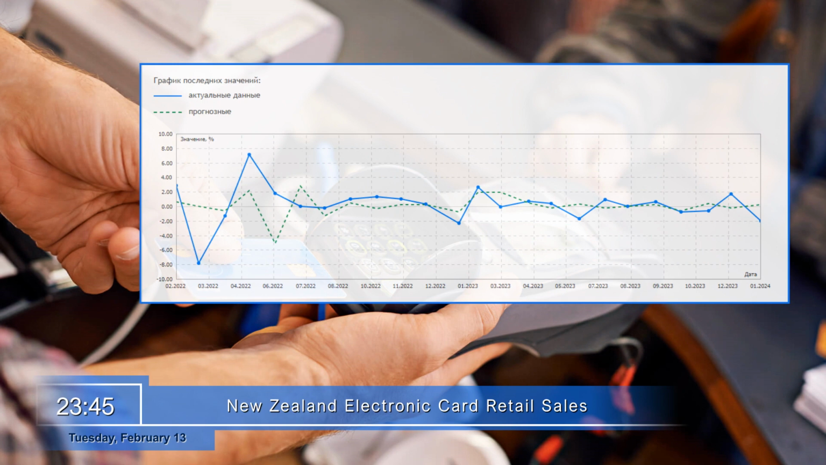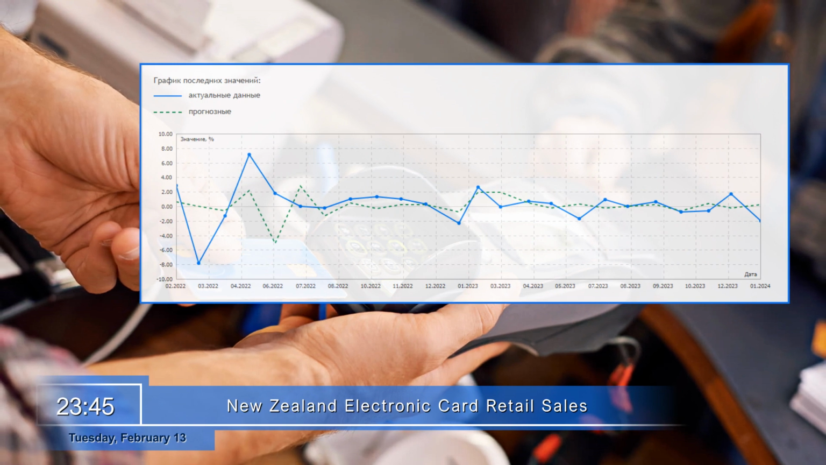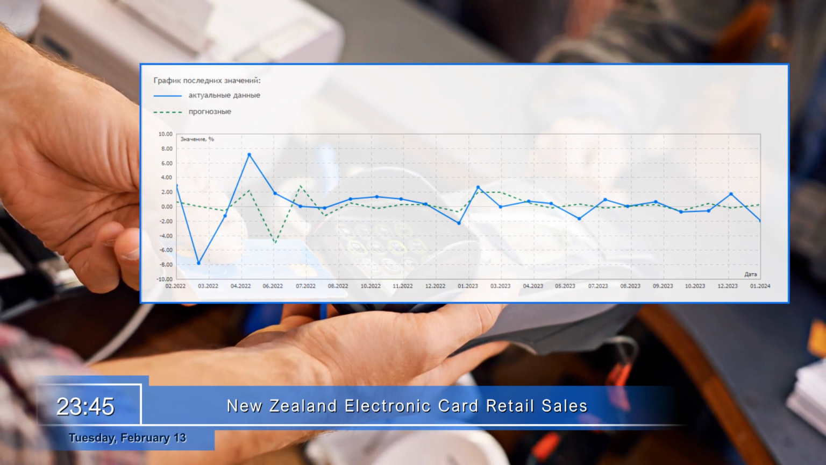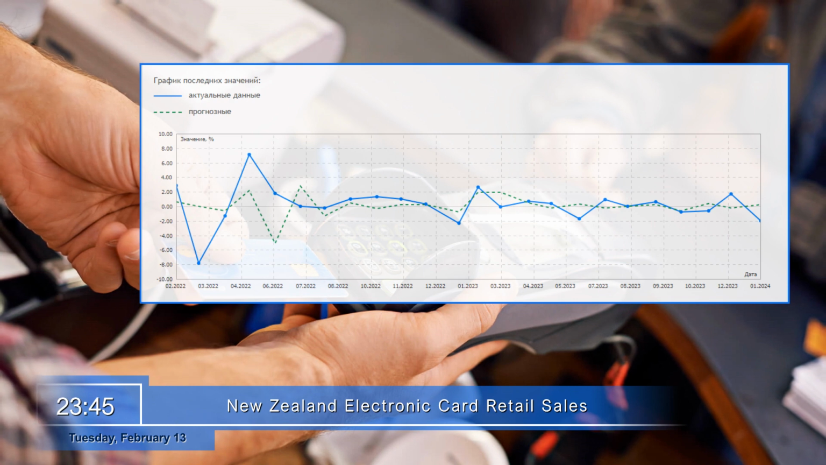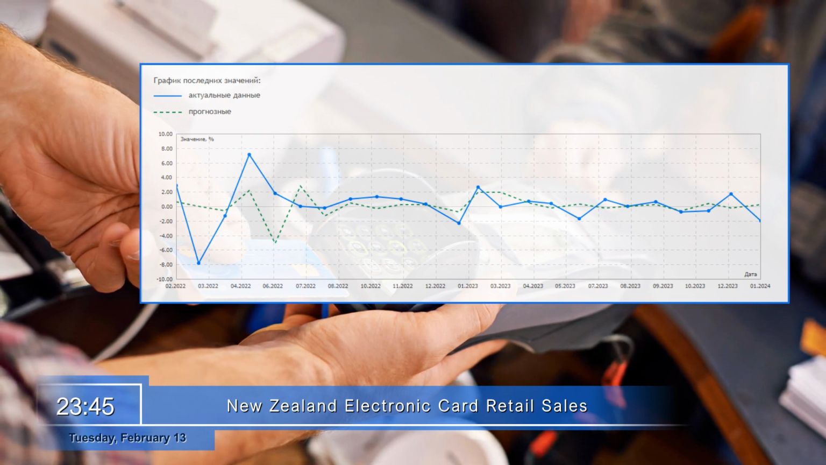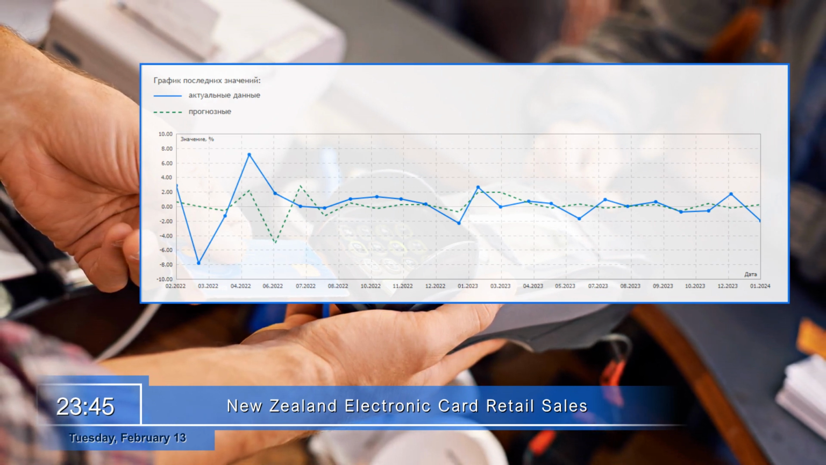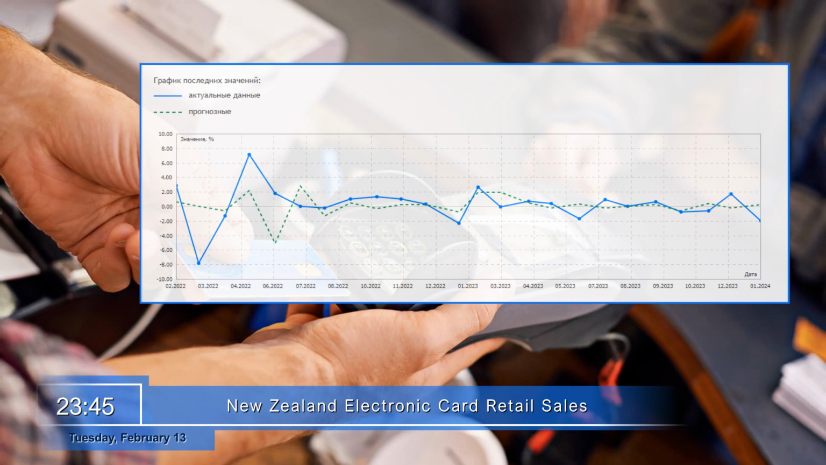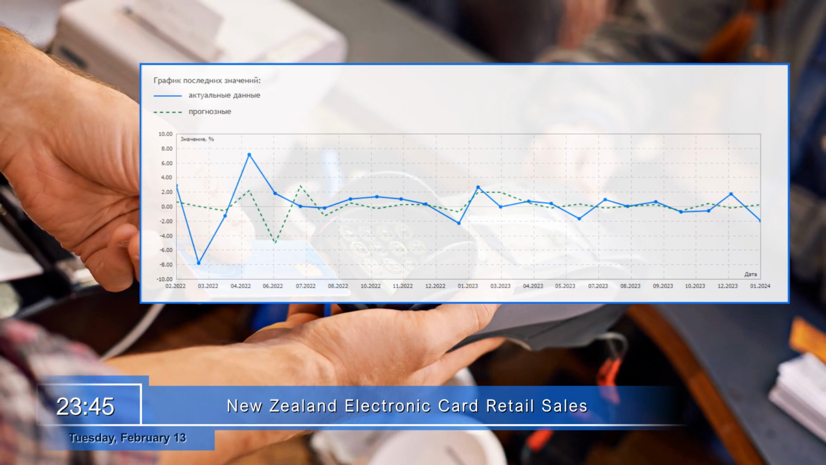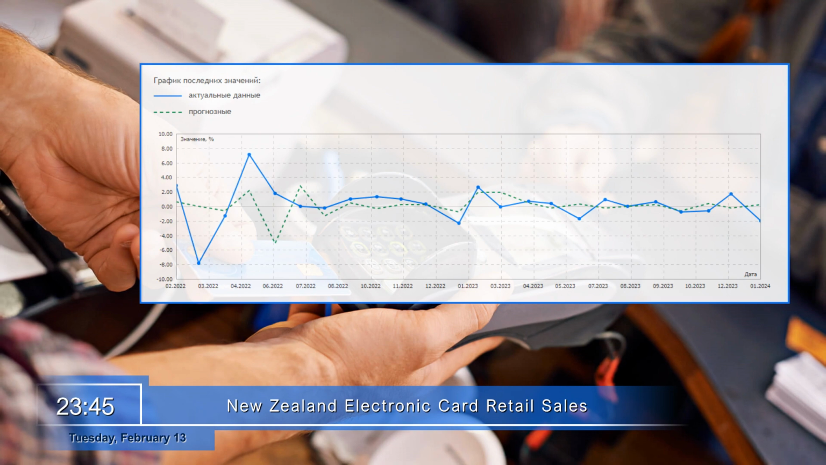At 11:45 p.m., New Zealand will present electronic card retail sales, the percentage change in non-cash payments for the reporting month compared to the previous month. The indicator can be used to gauge consumer spending and economic activity. Its values are seasonally adjusted, may be revised each month, and monthly movements can fluctuate.